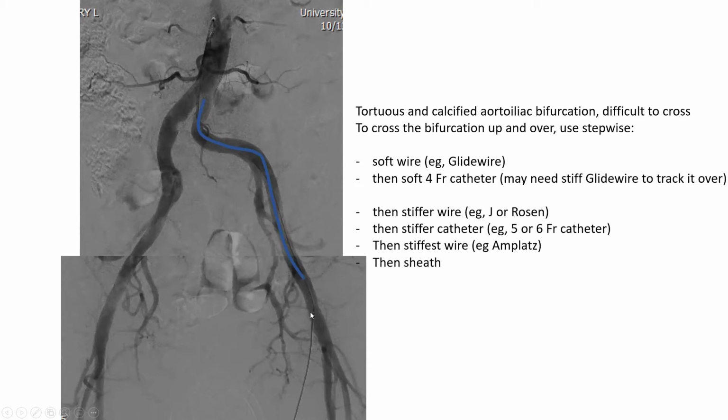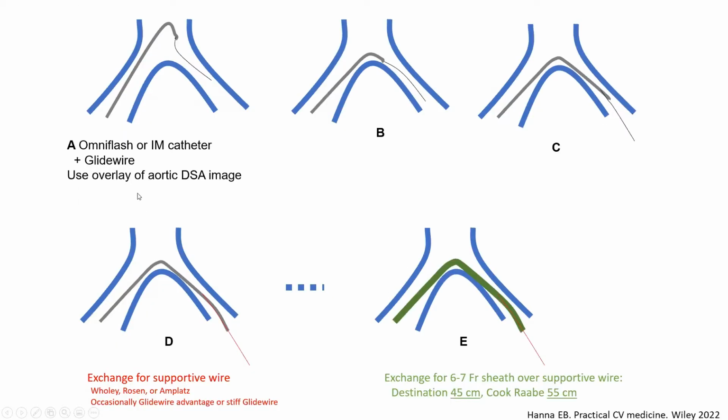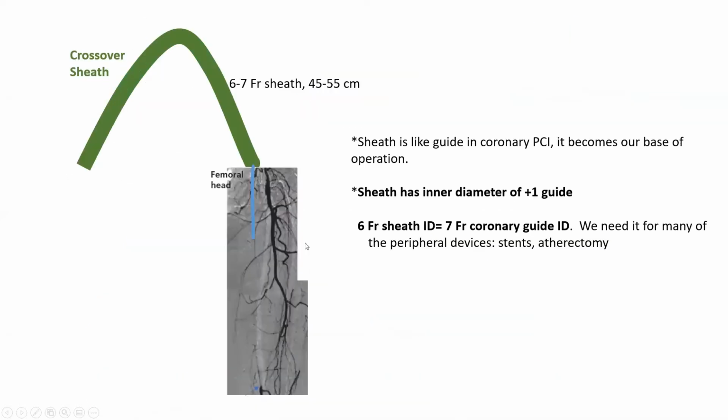Then over that J wire, you exchange for a slightly stiffer catheter, for example, a 5 or 6 French diagnostic coronary catheter. Then if you get this down, then you get a stiffer wire, such as Amplatz. You have enough support through that catheter to advance the stiffer wire. Then your stiff sheath. So soft wire, soft catheter, medium stiffness wire, medium stiffness catheter, then stiffest wire, stiffer sheath. So we add extra steps here, more wire and catheter exchange, more progressive between soft to stiff. So all this to get the sheath to the common femoral artery.